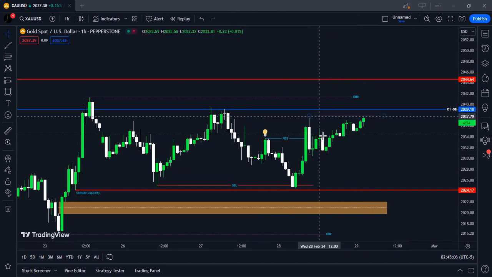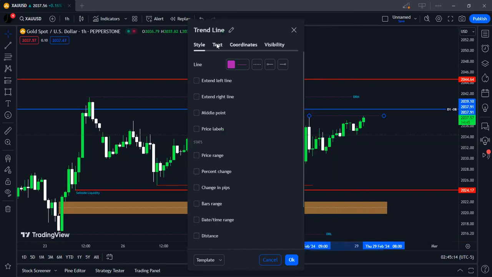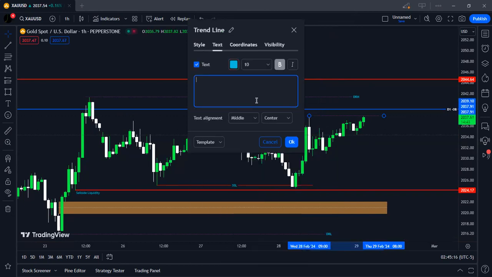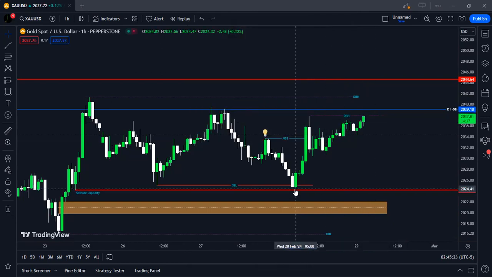so this is another minor. Now remember, this is a minor dealing range because it's inside that major dealing range. Okay, so it's a minor dealing range. So dealing range high. And the dealing range low is right here. So dealing range low.